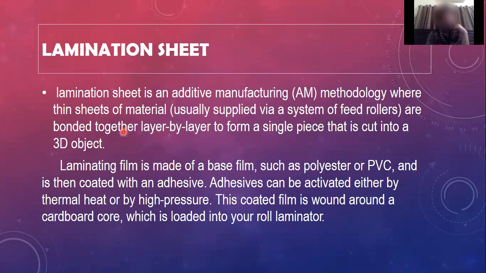Second, we have lamination sheet. We will discuss laminating sheet. Laminating sheet is an additive manufacturing methodology where thin sheets of material are bonded together layer by layer to form a single piece that is cut into the 3D object.